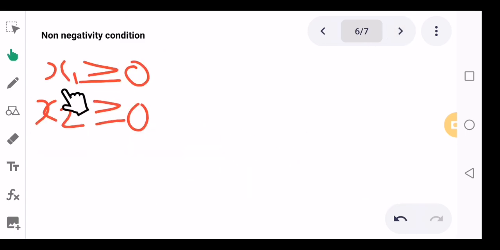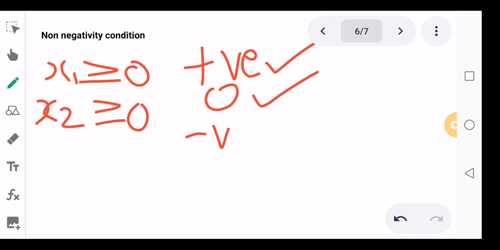So in this condition, we're just saying that x1, that is the number of units of product M, will be either equal to 0 or greater than 0, but it is never going to be less than 0. That is, it won't be negative. Same goes for x2. x2 is the number of units of product N, and this x2 can be equal to 0, can be greater than 0, that is, it can be positive, but it can never be negative. That is what this constraint is.